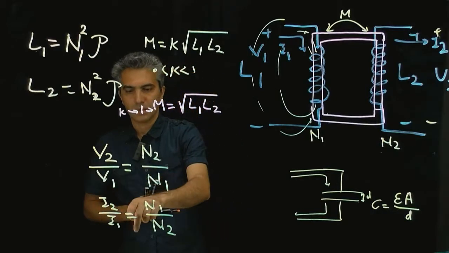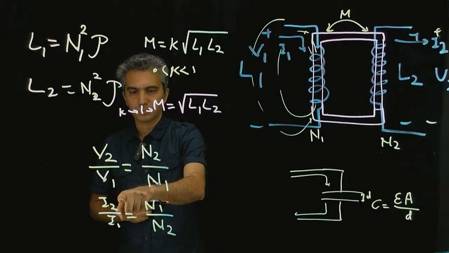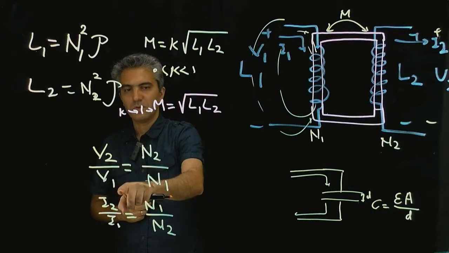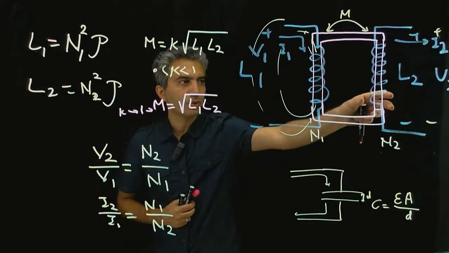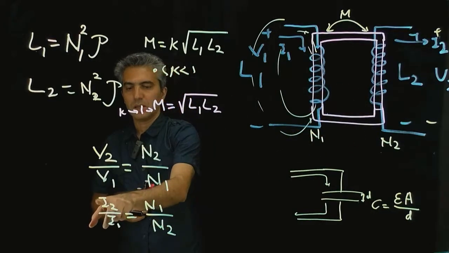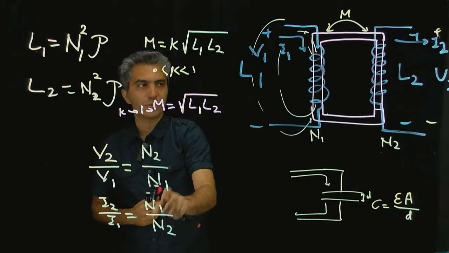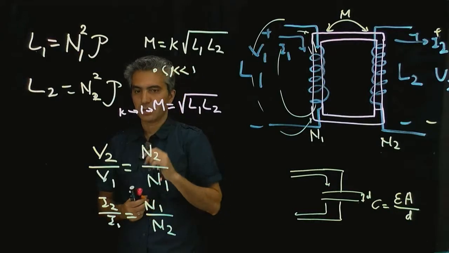And make sure that I'm doing this right. So V2 over V1, the voltage ratio, is equal to the turn ratio, and the current ratio is equal to the inverse of the turn ratio.